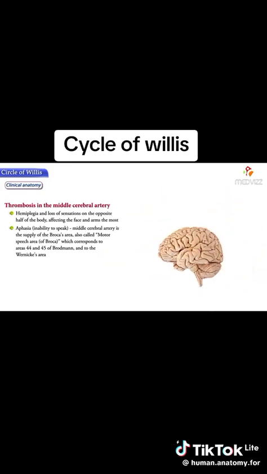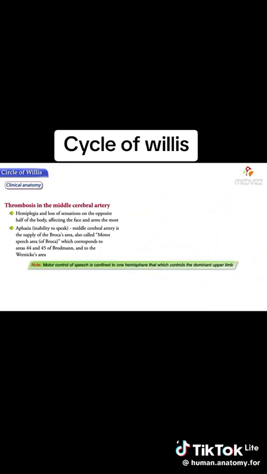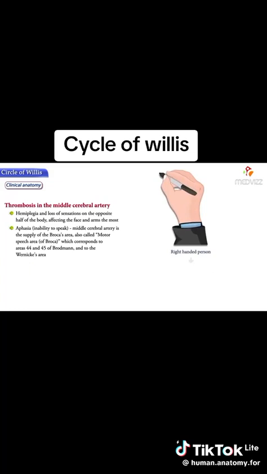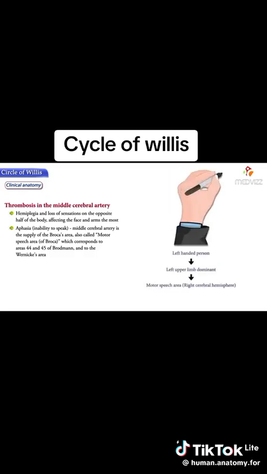An important point to be noted here is that the motor control of speech is confined to one hemisphere, that which controls the dominant upper limb. In other words, for a right-handed person, meaning the right upper limb is dominant, motor control of speech is confined to the motor speech area of Broca on the left cerebral hemisphere. The reverse is the case for a left-handed person.